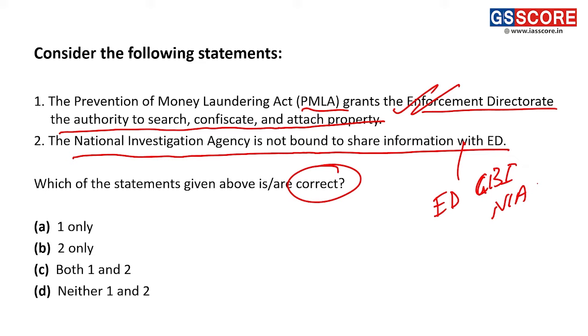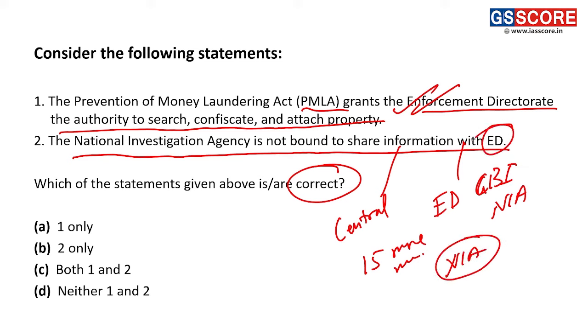While we look at this statement, we need to look at the fact that the central government recently accorded the approval that the NIA can receive case information from 15 more ministries and departments. The ED can receive information from the NIA as well. So NIA is not bound to share information is incorrect, because the rules permit it.